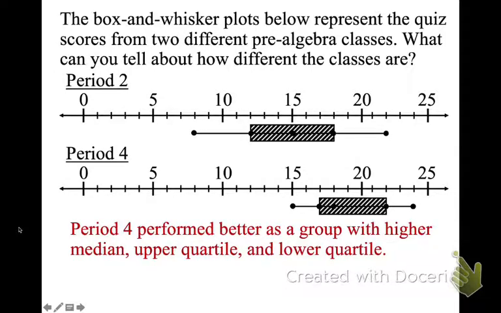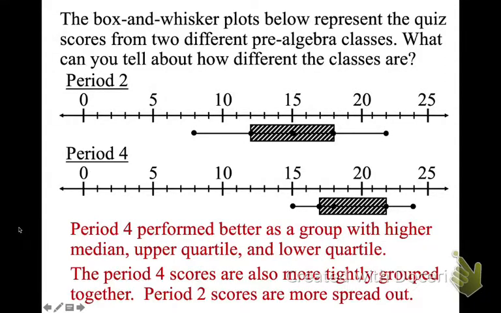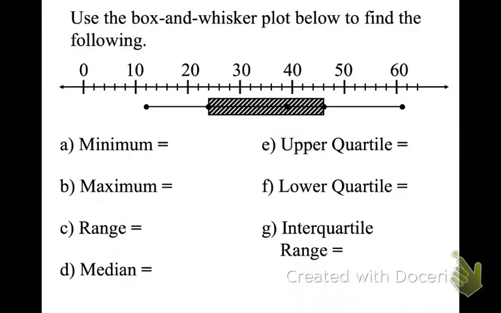Period 4 performed better as a group with a higher median, upper quartile, and lower quartile. So we can compare those. Period 4 scores are all more tightly grouped together. Period 2 scores are more spread out, just like I said. Pause the recording if you'd like to take some notes.